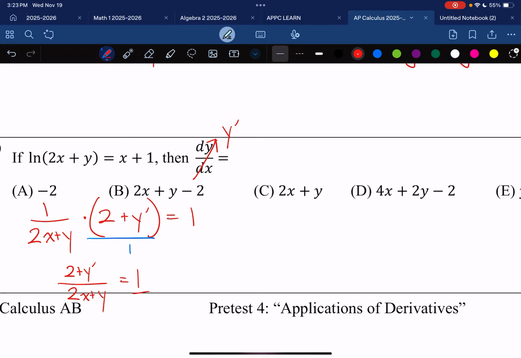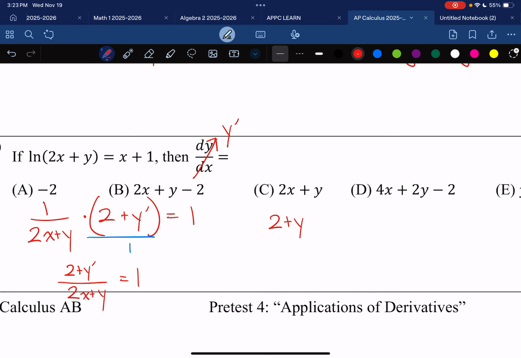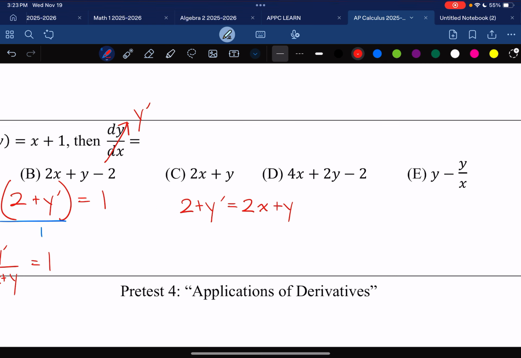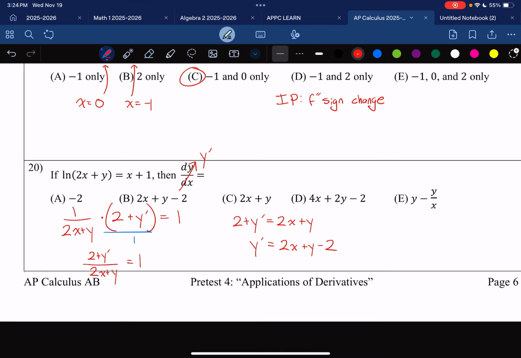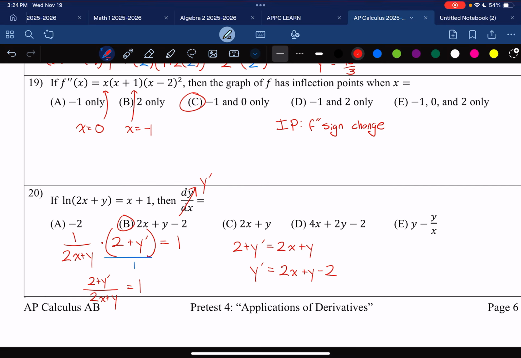Technically it's 1 over 1, and some people call this the butterfly method, but I'm really just going to move this 2x plus y over to the right-hand side by multiplying both sides by 2x plus y. When I do that, I get a new equation that says 2 plus y prime on the left-hand side is equal to 2x plus y on the right-hand side. Then I just need to get rid of my 2 to isolate my y prime. To get rid of the 2, you subtract 2. So y prime is equal to 2x plus y minus 2. In the exact order and everything, that is option B.